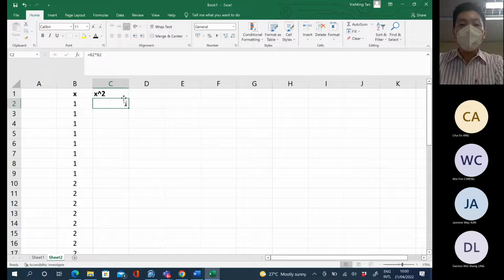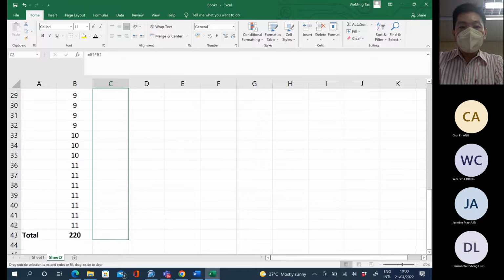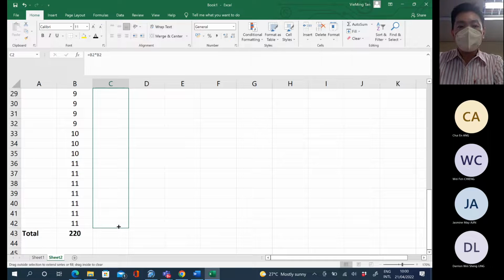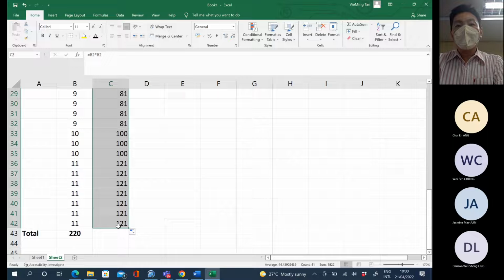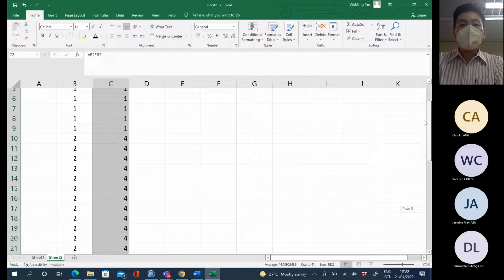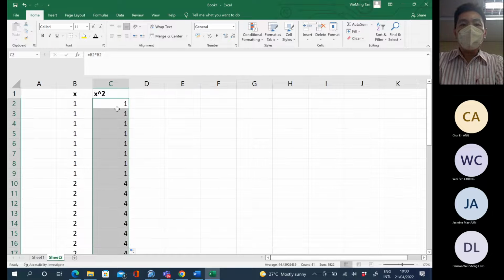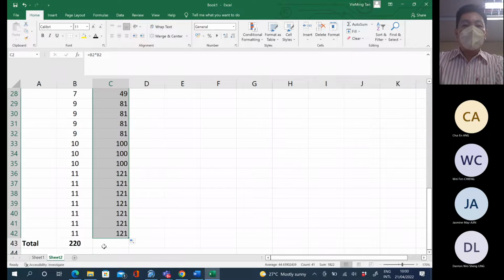So how? You have to move your mouse cursor to the bottom right-hand side of the cell until you can see a black cross sign. Then you need to left click the mouse by pointing to this corner and drag the mouse down until the last data. Release the mouse. So this will help you to calculate all the x square values for all of the data.